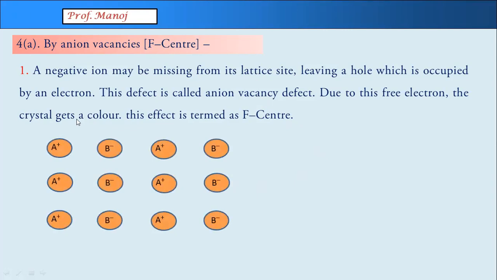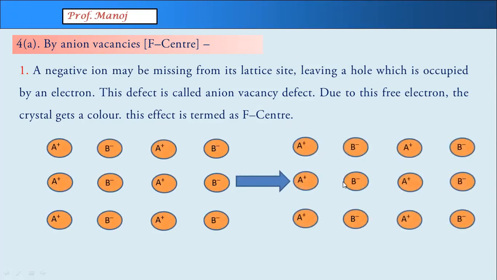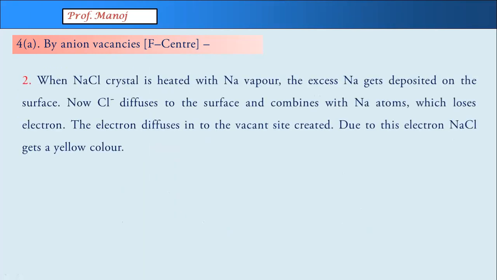So for example, if this is the original crystal structure, watch over here, one of the ions goes missing, and in place of it an electron comes here, due to which the color of the system changes. Please go through this. We'll go on more in the next slide. Let us see some examples of this.